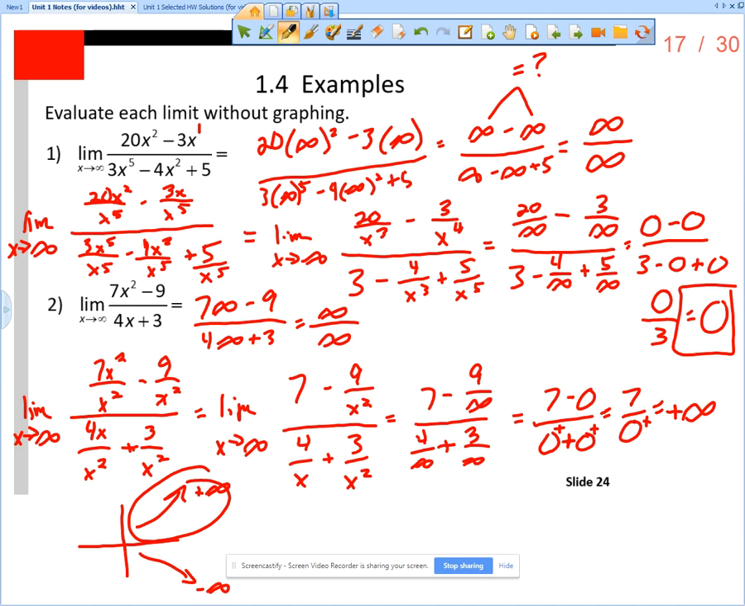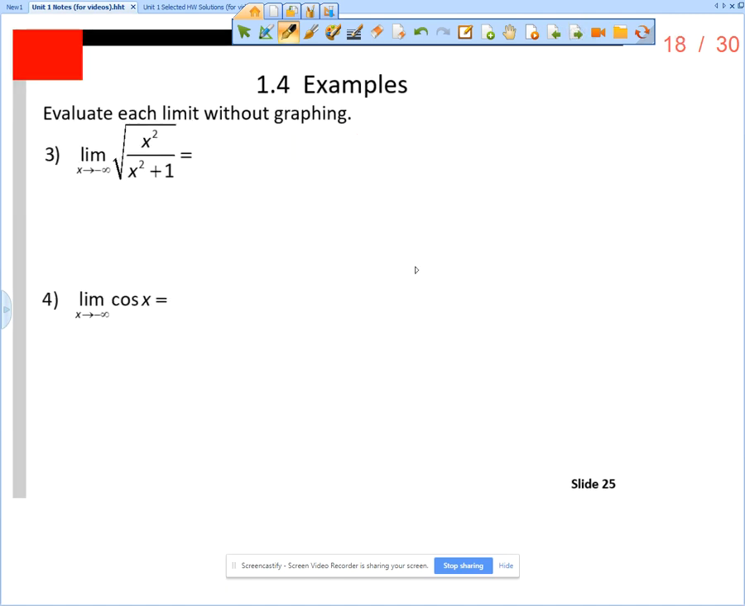All right, moving on to slide number 25. All right, once again, evaluate each limit without graphing. Now, the first thing we see here on example number 3 is, well, you've got this square root. So we talked about how to deal with that. First thing that you should do is recognize that the square root can be brought outside of the limit to make the problem a little easier.